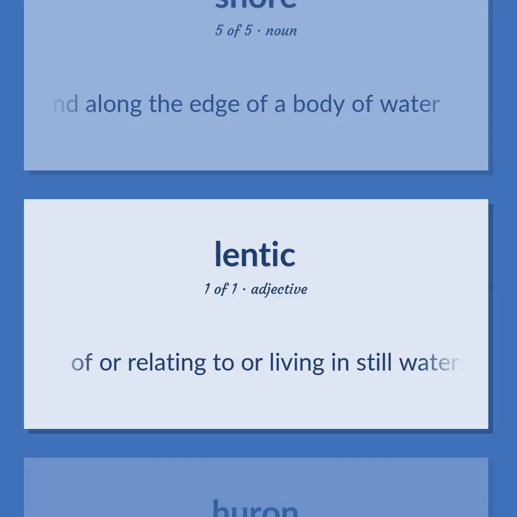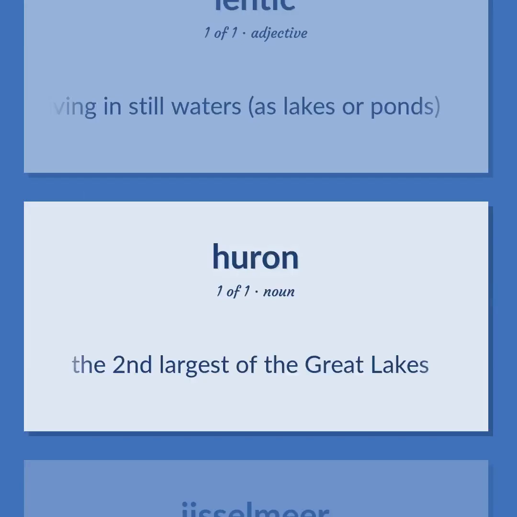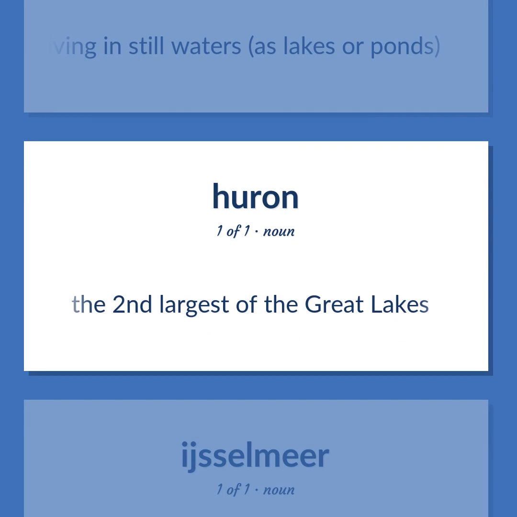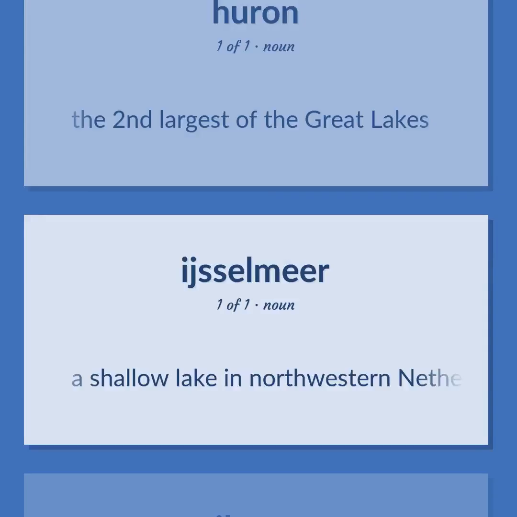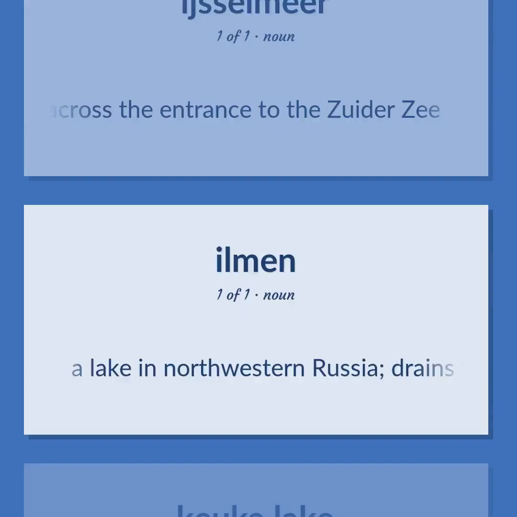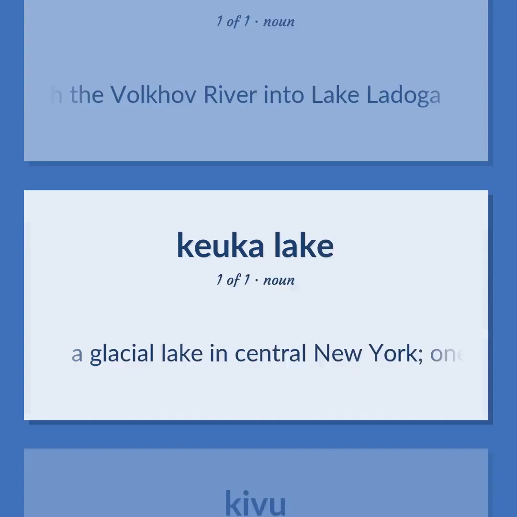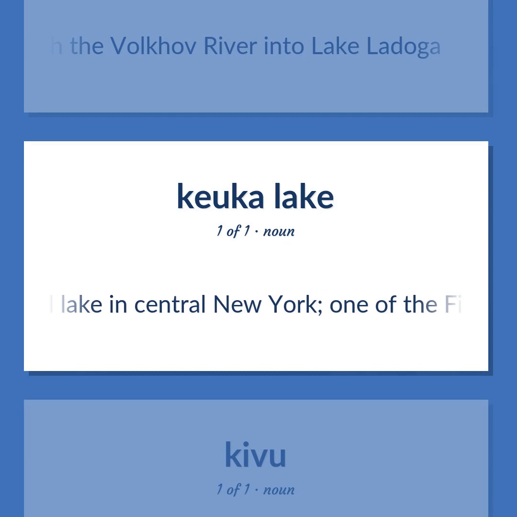Of or relating to or living in still waters, as lakes or ponds. The second largest of the Great Lakes. A shallow lake in northwestern Netherlands created in 1932 by building a dam across the entrance to the Zuider Zee. A lake in northwestern Russia drains through the Volkhov River into Lake Ladoga. A glacial lake in central New York. One of the Finger Lakes.